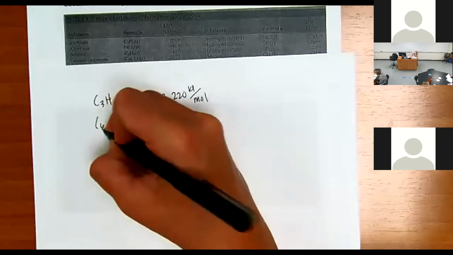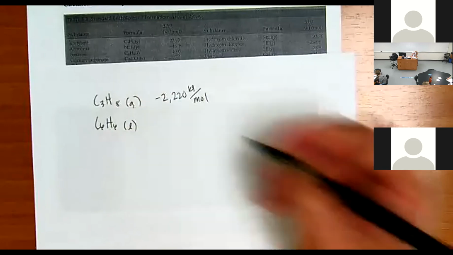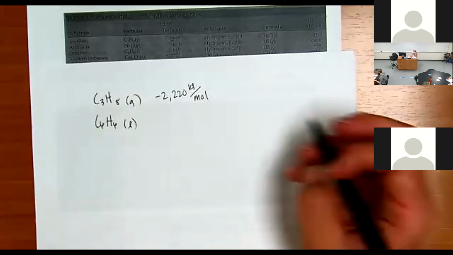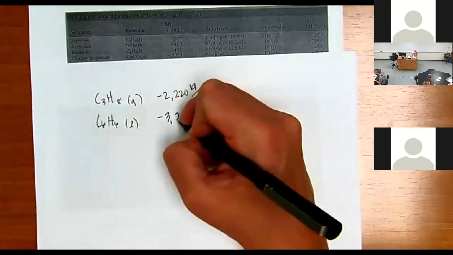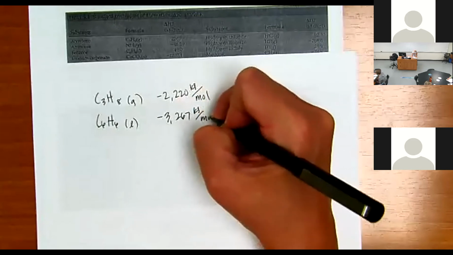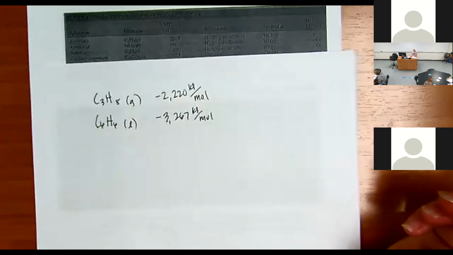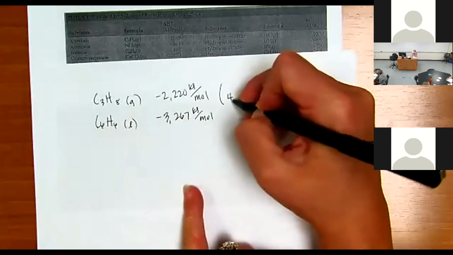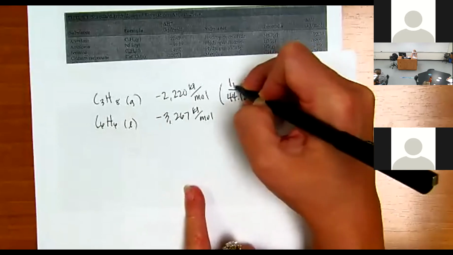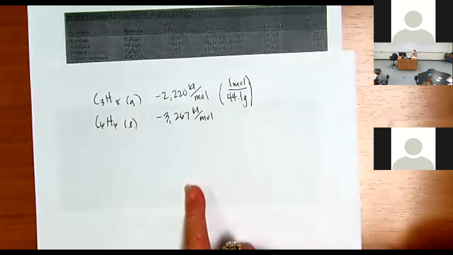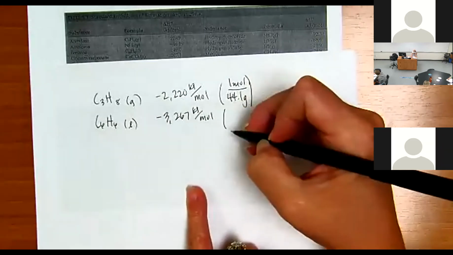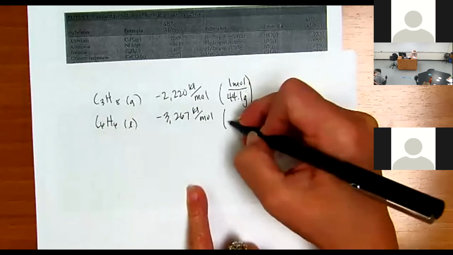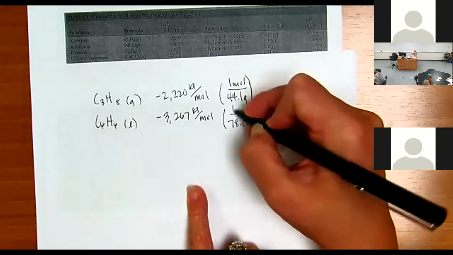And then for benzene, C6H6, which is a liquid, and it's lighter than water, so it sits on the top of water, we have negative 3,267 kilojoules per every mole of benzene. And then the molar mass of propane is 44.1 grams per every 1 mole. The molar mass of benzene is 78.1 grams per 1 mole.